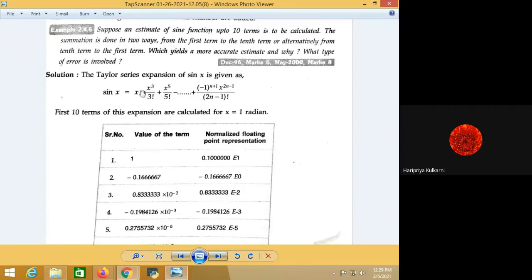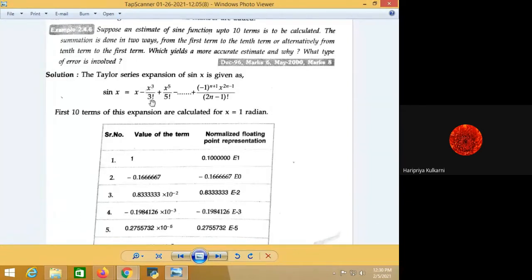So it is x minus x cube upon 3 factorial plus x^5 upon 5 factorial minus x raised to 7 upon 7 factorial plus x raised to 9 upon 9 factorial and so on. So let us calculate this. Here say x is equal to 1, we will put. So first term value will be 1. What will be the second term value? x is 1, so 1 cube is 1.